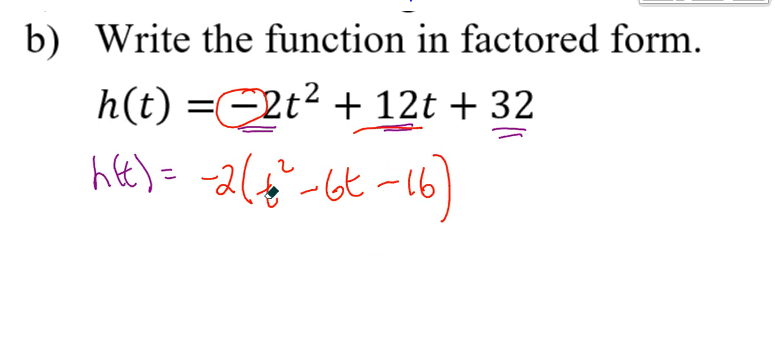And again, I'm just going to pause here and double check. Negative 2 times t squared, yes. Negative 2 times negative 6t, positive 12, good. Negative 2 times negative 16, yay. Okay, so now, I'm not done though.